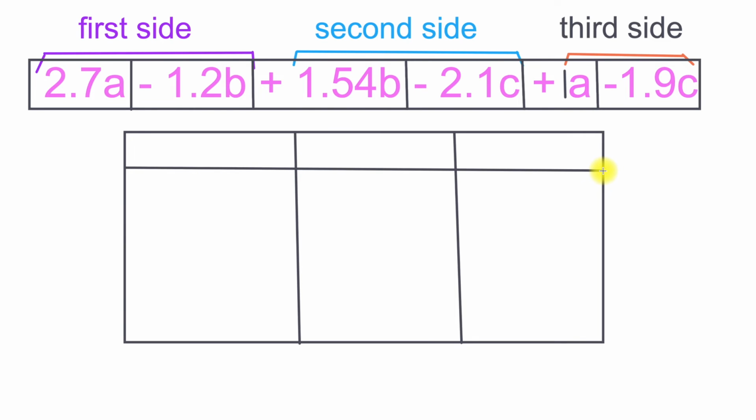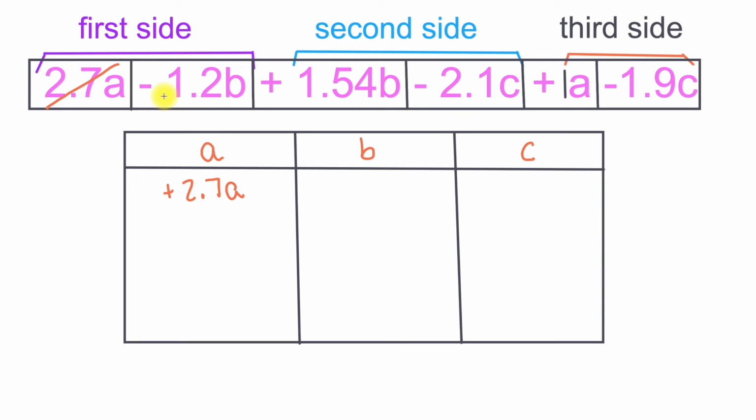So I have the top of the table here, and that is where I will put everything that we are going to separate it into. So we're going to have an A column, a B column, and a C column. So let's start with the first term, positive 2.7a. That is an A term, so it will go in the A column. So I will cross it off here and put it here. Positive 2.7a.